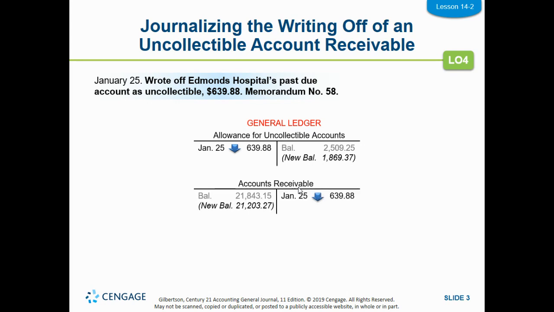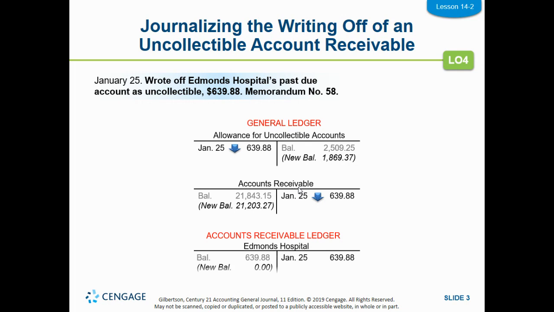But where else am I going to see credits? I'm going to credit my accounts receivable because I want to reduce that. I'm not going to be getting that money from Edmonds Hospital. I also want to credit Edmonds Hospital, the subsidiary account there in the accounts receivable ledger.